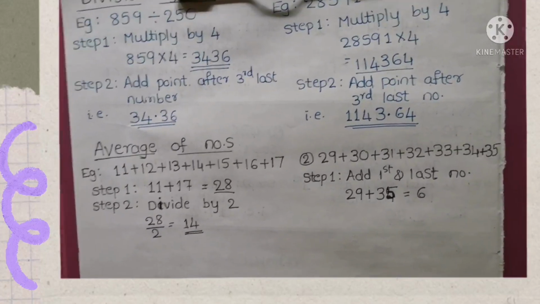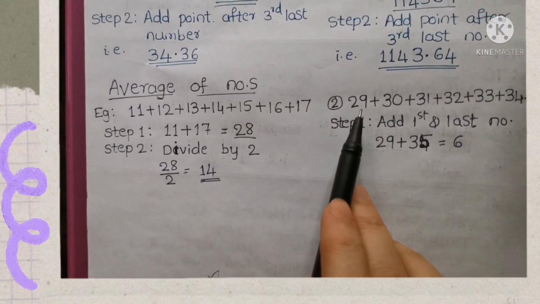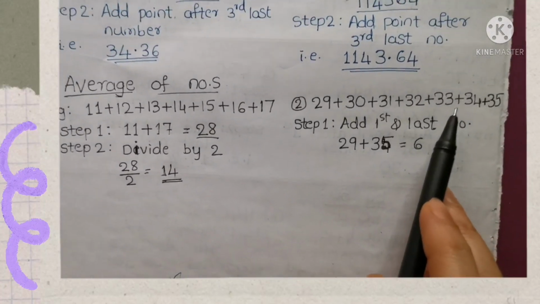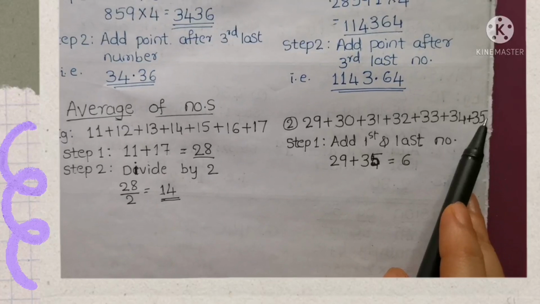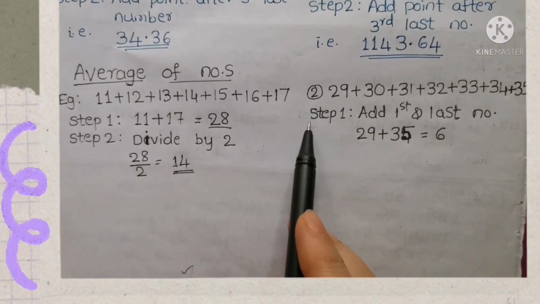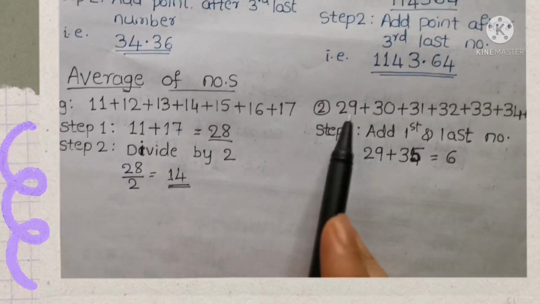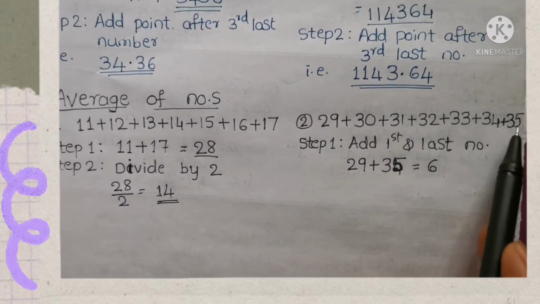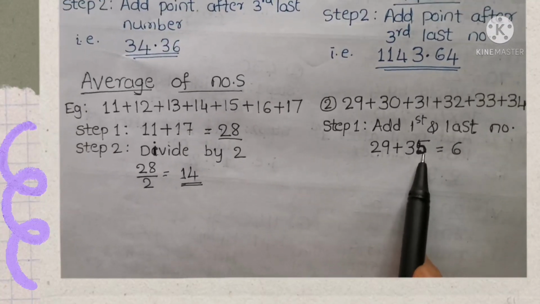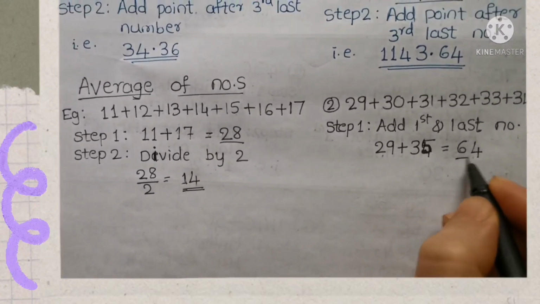So let's take one more example. In our next example, we will see the average of 29, 30, 31, 32, 33, 34 and 35. As we saw in our last example, in step 1 we have to add our first number, that is 29, with the last number, that is 35. Adding 29 and 35 we get the answer as 64.